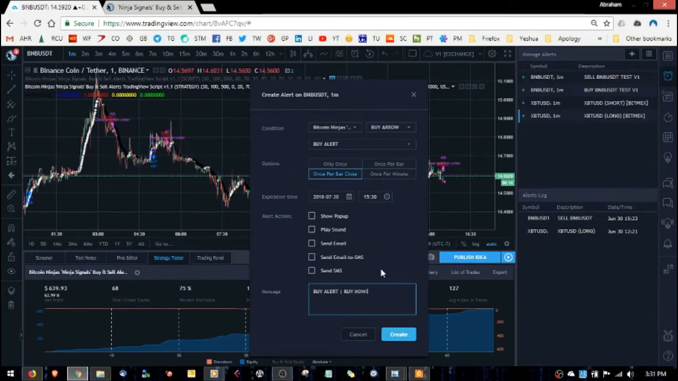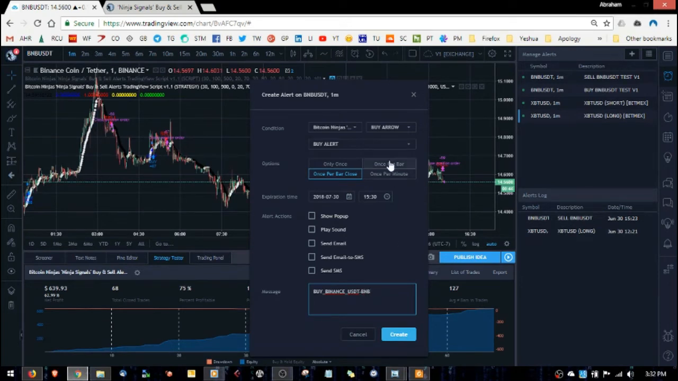Or if you're doing automated trading, this is where you would put different code or syntax to tell your automated trading software to place a buy alert on your exchange. If we were using GunBot, an example of that syntax would look like this. In this particular case, we are telling GunBot to place a buy order on Binance Exchange using the base pair USDT, and we are buying the coin Binance, or BNB.